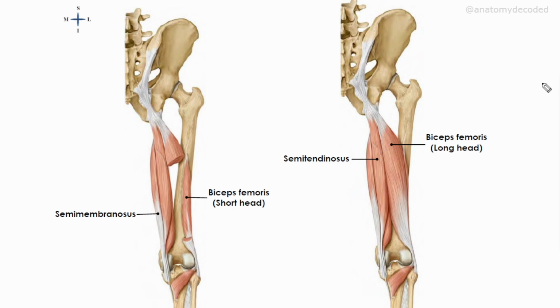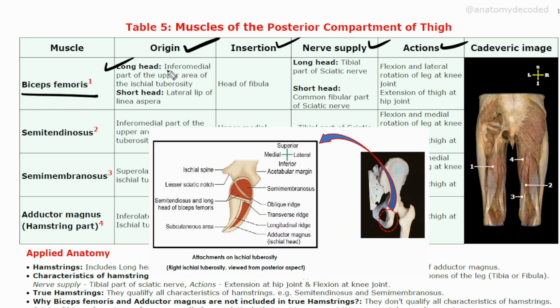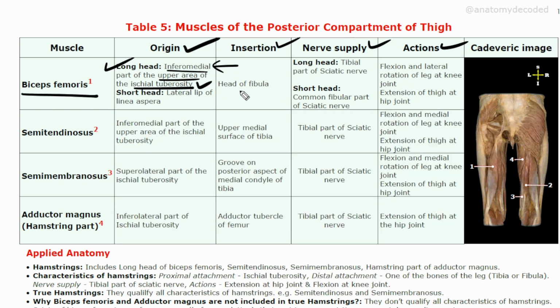We'll discuss what hamstrings are. Let's start with the muscles and cover all the basic headings: origin, insertion, nerve supply and actions. Biceps femoris has two heads of origin. The long head arises from the inferomedial part of the upper area in the ischial tuberosity. In the ischial tuberosity, there is an upper quadrilateral area and a lower triangular area. In the upper quadrilateral area, there is one area called the inferomedial part. And the insertion is into the head of the fibula.